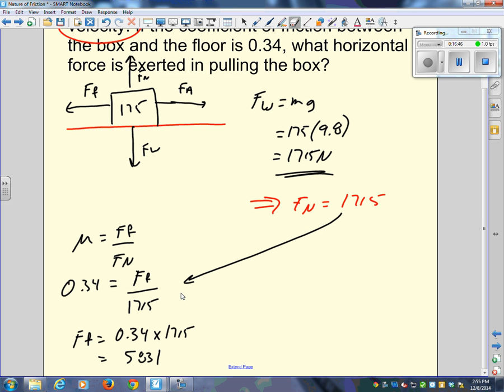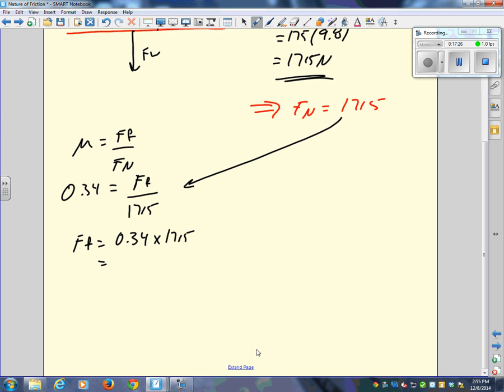So it's 583.1. Dane, pay attention, man. Seriously. I have a question. Is it 0.1 mu? The coefficient of friction is the mu, yes. Why don't we just write 0.34 then? I wrote the formula, and then plug the numbers in. So 583. The force of friction is 583.1, which means that the applied force is also that.